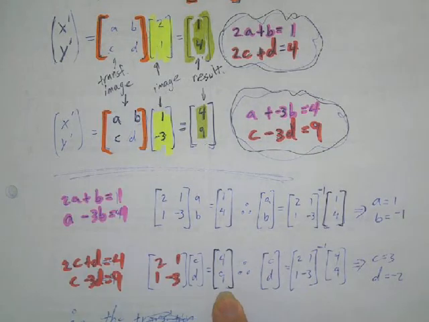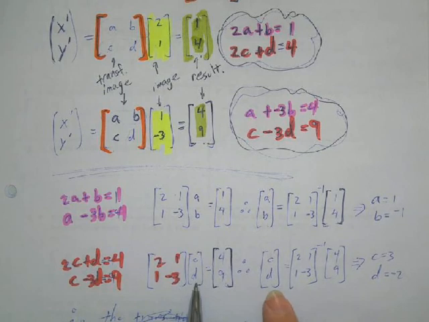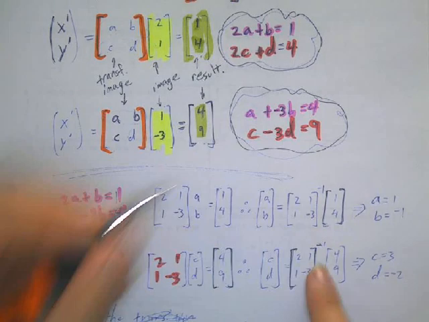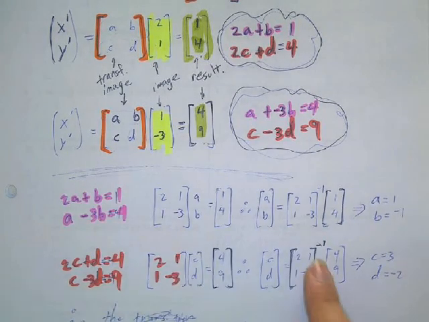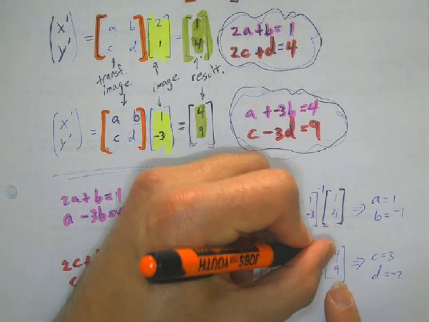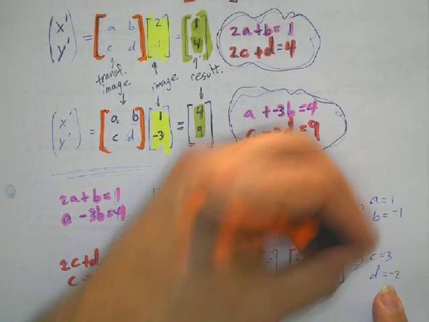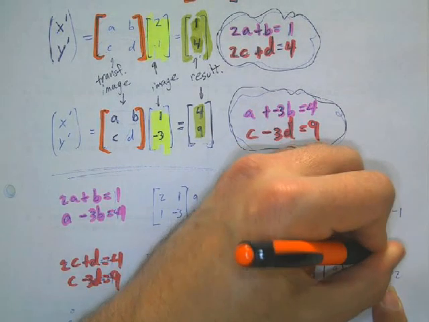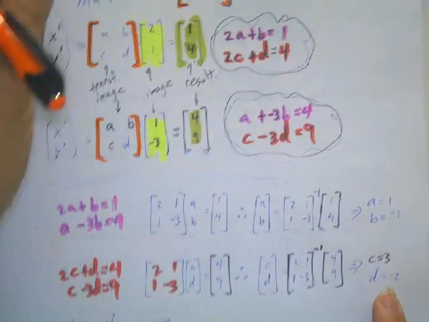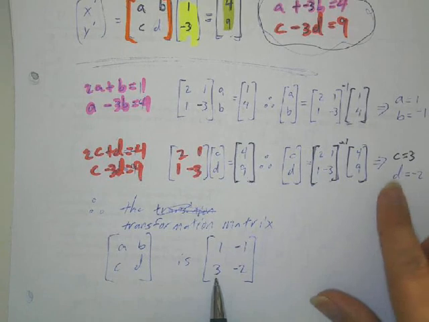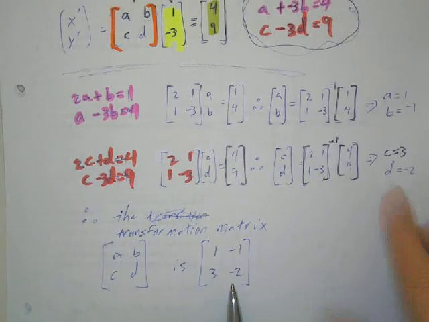Okay, and then to figure out C and D, I can take the inverse of 2, 1, 1, negative 3, and multiply by 4, 9, and if I put that into my calculator, I end up with C equals 3 and D equals 2. Okay, so now my transformation is 1, negative 1, 3, 2. You might want to hit pause, and good luck. I'll have a video part 3 in just a minute.